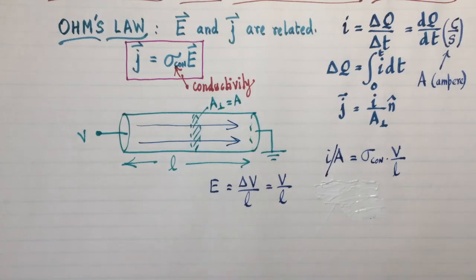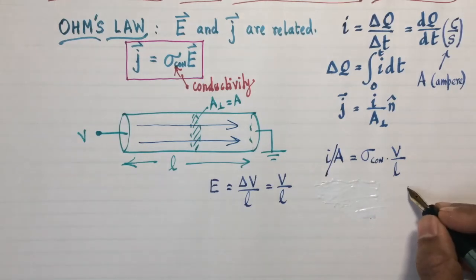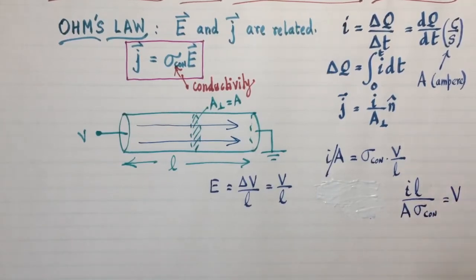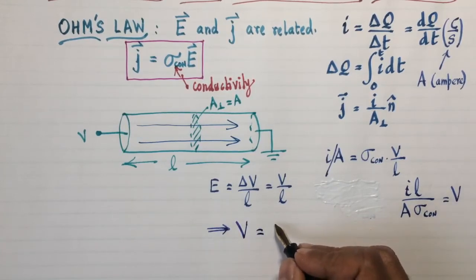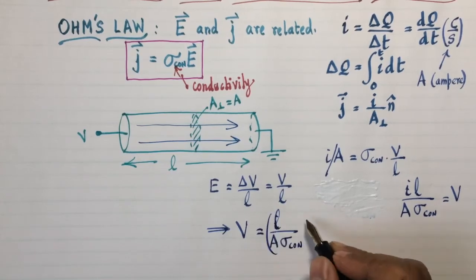Okay, let's redo this bit. So I over A equals sigma con V over L. Now I'll move all the stuff to the left side. So I'll get I L over A sigma con equals V. Let me rewrite this. This gives me V equals, let me write the L first, L over A sigma con times I.